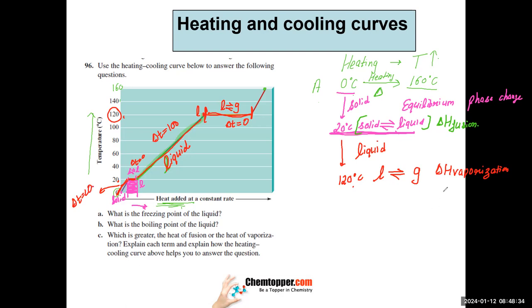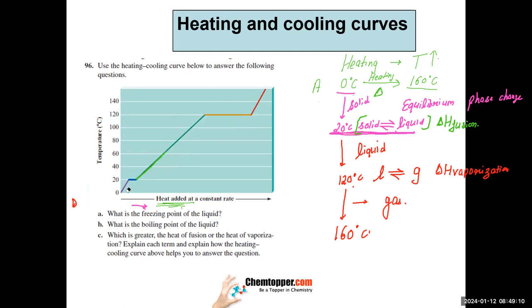Right? After this, above 120 degrees Celsius, this is a gas, and up to 160. What is the state of matter from 120 to 160? It's a gas. Is it okay? Are you clear that when you are changing the state of matter, there is no rise in temperature? From the heating and cooling curves, you can see the melting point and boiling point.